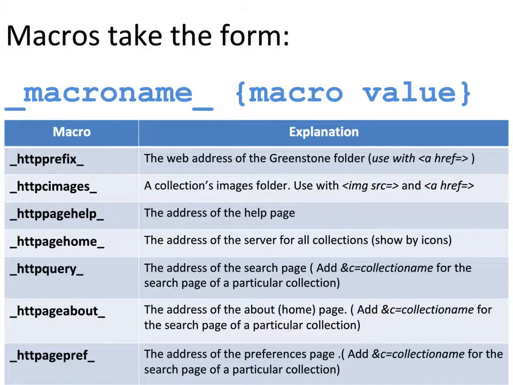So to summarize, here are 2 of the most useful macros that we used today. The HTTP prefix is the location of the Greenstone folder. So underneath that will be collect and then your collection folder. The HTTP CI images is the images folder for your specific collection. So both of those are used a lot. Here are some other ones that may be handy. Sometimes people write their own navigation. I've seen some projects where there's navigation buttons or some links. They may create a menu of links. Here's the home page, the help page, the search page, and they may want to put those in manually. So these macros can allow you to do that.